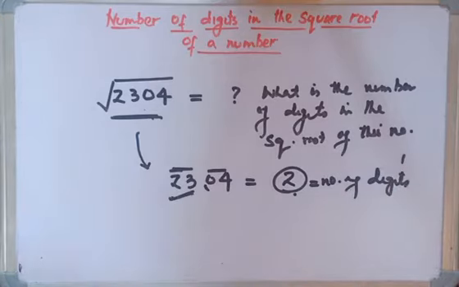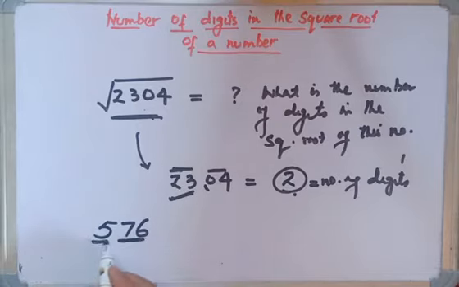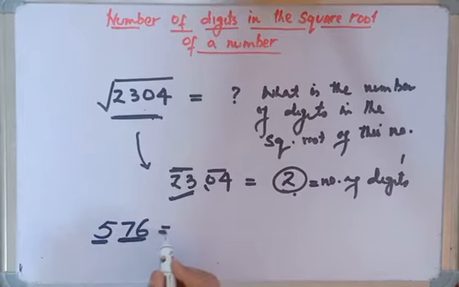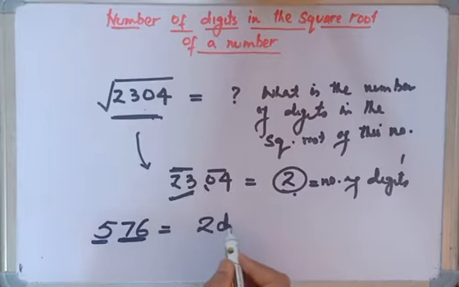Okay, let's take another example. Say for example 576. Okay, make the pairs. This is one pair, and this is another group, right? This is not a pair, but this is another group. So there are one pair and one single number. Again there are two digits in its square root.